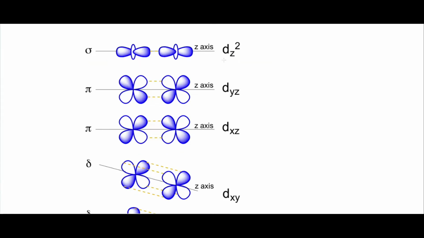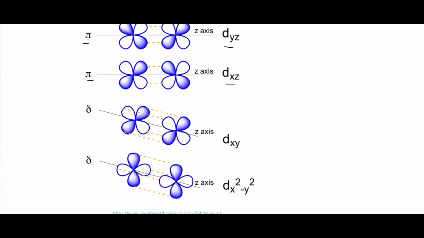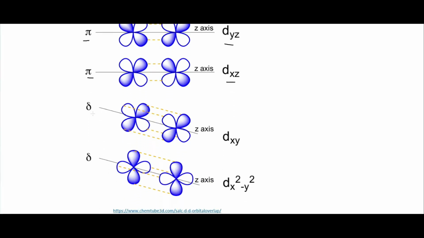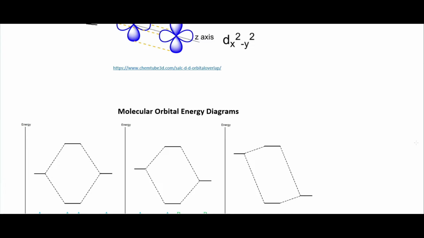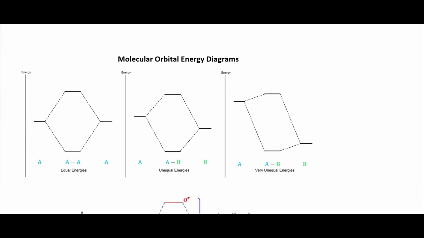So the dz squared here can form sigma bonds. The dyz and the dxz here can form these pi bonds by having these lobes here interact with each other. And so we can also get these delta bonds, which I'm not actually going to talk about too much, but we can see that we can have these four-fold interactions here with these d orbitals. All right, so now, and this is something we'll be using a lot, are these molecular orbital energy diagrams.